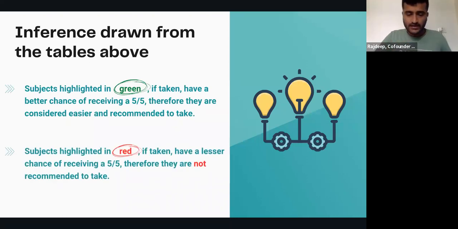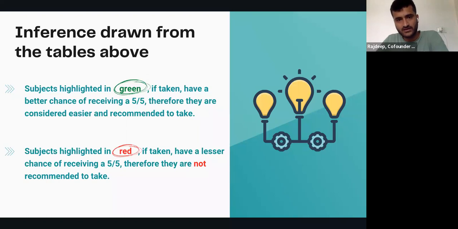So based on this data, the green basically represents that if I have to pick any subject, it's easier to score high in these subjects purely based on last year's data. And hence I will pick these subjects, or one or two of these subjects, rather than picking the ones in red, wherein the chances of getting a 5 out of 5 are lesser across the globe. So this is just one parameter. Please don't decide purely based on just one parameter.